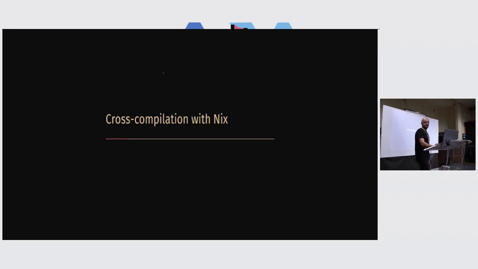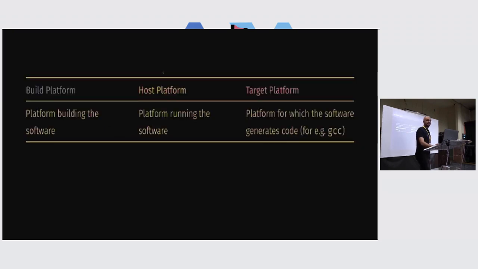And so how do you do that in Nix? How do we define that in Nix? Because in Nix, we have some terminology which comes from the Autotools projects, which is kind of a de facto standard. You might see some differences in other projects, but this is, I think, the most common one. And we have three types of platform. We have the build platform, which is the platform where you are building the software. And you have the host platform, which is the platform running the software, the end platform, as I called it earlier.